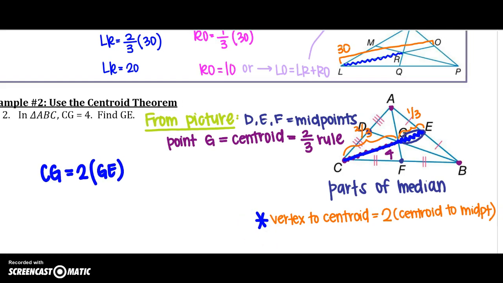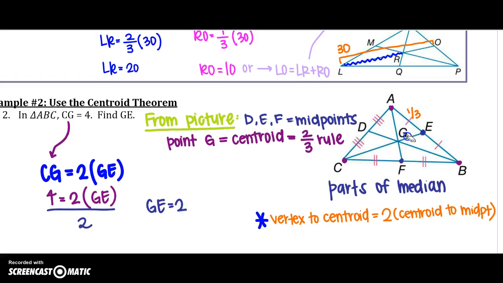So to continue to solve this problem, they give us that CG is 4, so I'm going to take 4 equals 2 times GE. To solve this, I'm just going to divide by 2, so GE will also equal 2. Looking back at this picture, notice you should not come up with an answer for GE that is greater than CG. CG is the longer of the 2 sides, so that's a way you can check your answer.